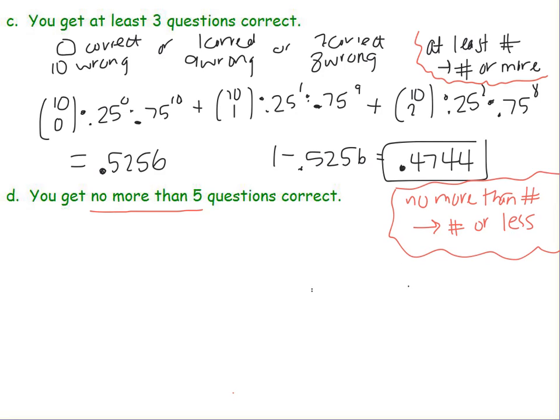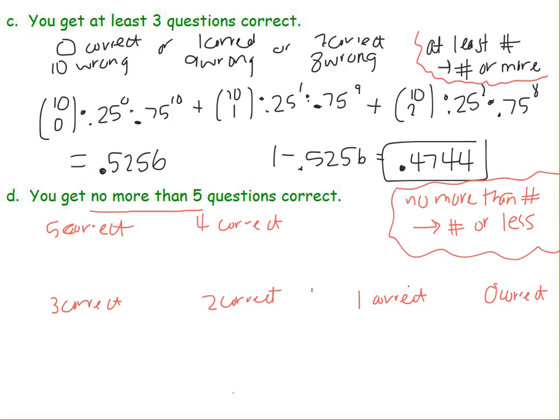So 5, 4, 3, 2, 1, and 0. So that's 6 cases, quite a bit of work. We're going to write them all out. But again, your calculator is going to do it all at one time. So we got 5 correct, 4 correct, 3 correct, 2 correct, 1 correct, and hopefully it'll fit in here, 0 correct.